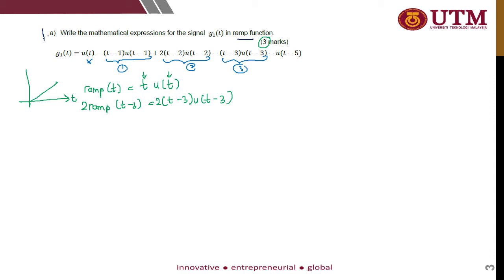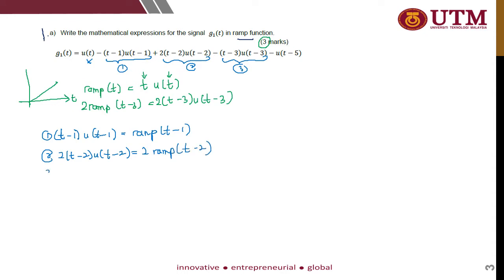To solve this, the first component is (t minus 1) u(t minus 1), which is equal to ramp(t minus 1). For the second component, it's (2t minus 2) u(t minus 2), which is equal to 2 ramp(t minus 2). And for the third component, it's (t minus 3) u(t minus 3), which is equal to ramp(t minus 3).